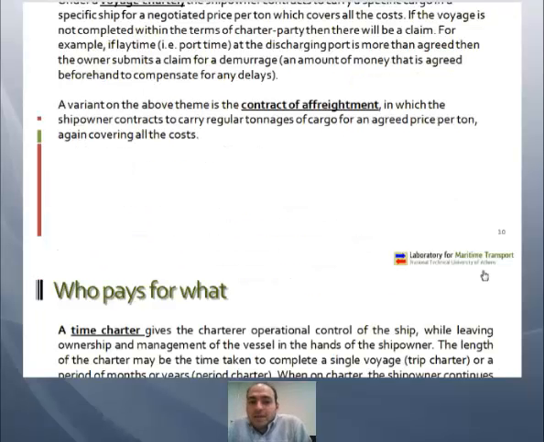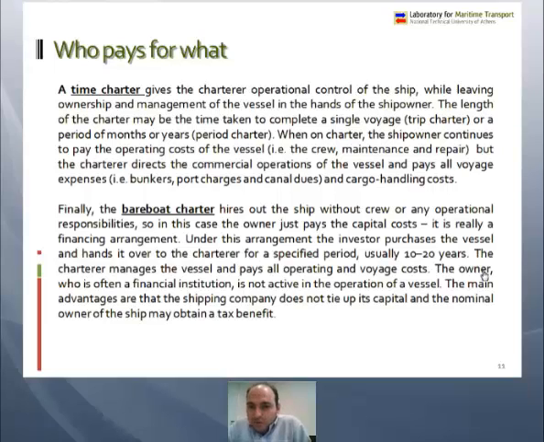However, a time charter gives the charterer the operational control of the ship, while leaving ownership and management of the vessel in the hands of the ship owner. The length of the charter can be a single voyage, which we call a trip charter, or it can be a period of months or years, and we call this a period charter.